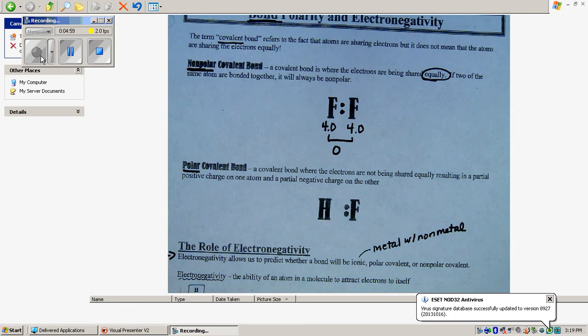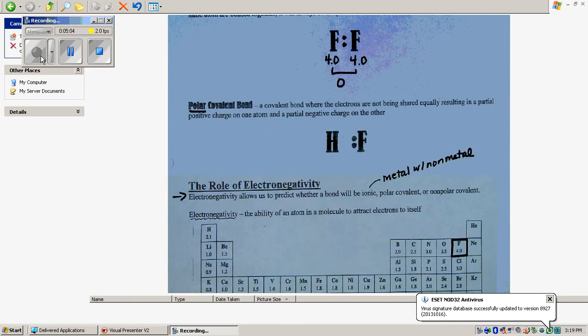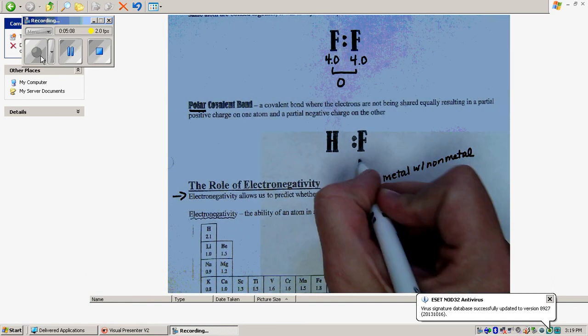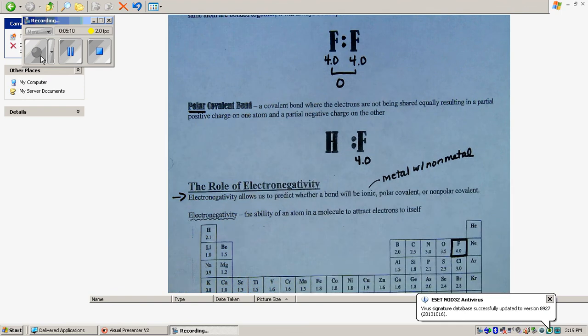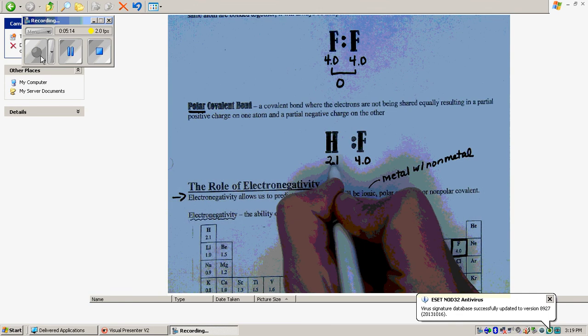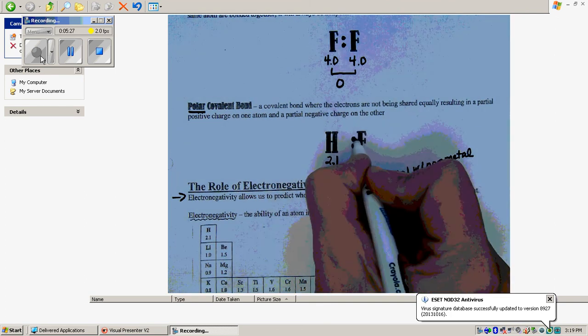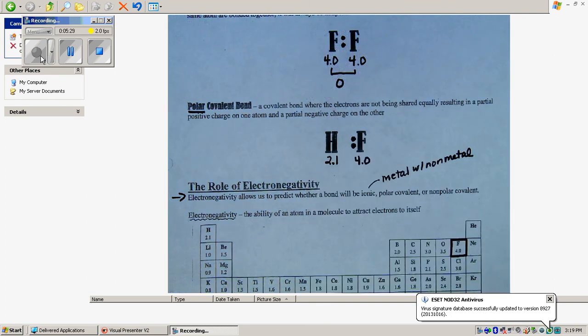If you have an uneven pulling going on, you're going to end up with a polar molecule. And that's what this next example is. If we look up fluorine down here, we have a 4.0, as we said, was the electronegativity of fluorine. Hydrogen over here is only at 2.1. So think of fluorine as hogging those electrons, really pulling them in close to it. And hydrogen is trying to take them, but only at a rate or a power of 2.1 compared to 4.0. So you can see I drew the electrons on this one much closer to the fluorine than the hydrogen.